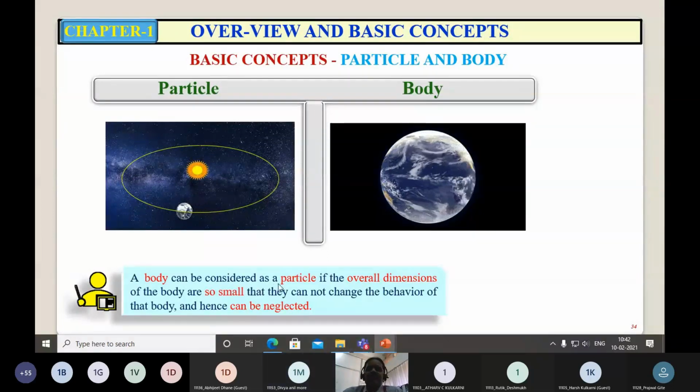So a body can be considered as a particle. Point to be noted: if the overall dimensions of the body are so small that they cannot change the behavior of that body and hence can be neglected, then that is the definition of a particle in engineering mechanics. It is an idealized concept. Simply, it is an assumption. Okay.